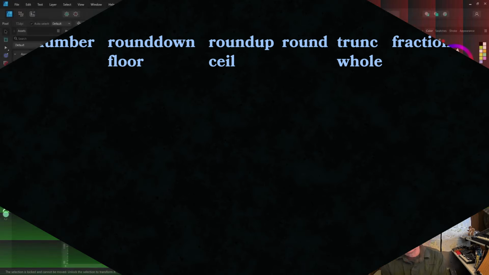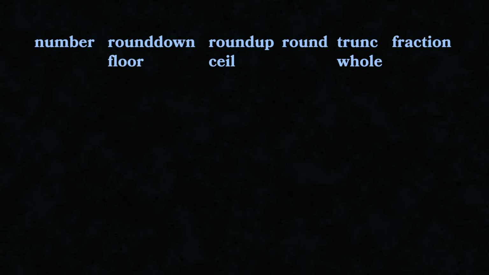I'm going to show how to get rid of that, but I also thought it would be a good opportunity to go over the different rounding functions available in the procedural texture filter. In this video, I'm going to look at the following rounding functions: round down, round up, round, truncate, and fraction.